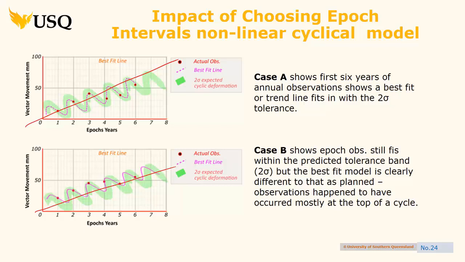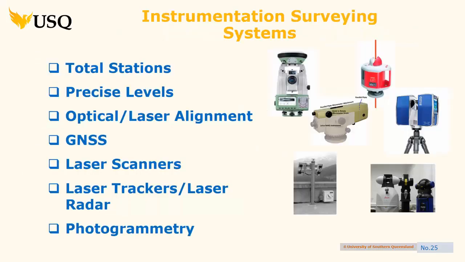You've got to remember in surveying, there is no answer. A mean is just an estimation. You never know the truth. Everything you do is an estimation. Then it occurs mostly at the top of the cycle. So when you extrapolate that particular thing, you may end up being incorrect.